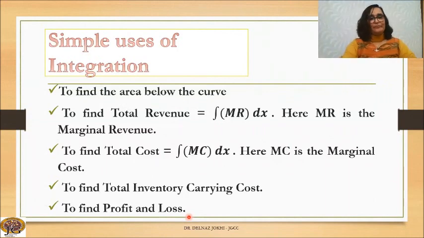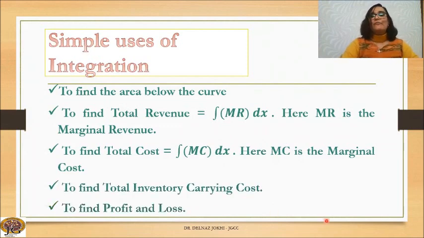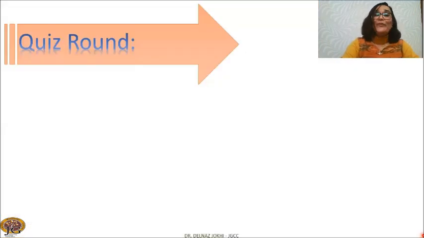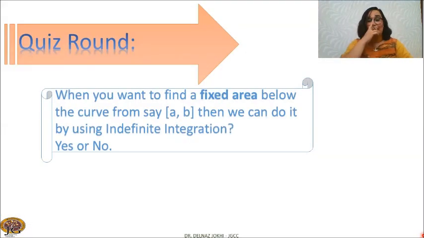So I'm sure, area below the curve, total revenue, total cost, total inventory carrying cost, and the total profits and losses. If you are a manager of a company, how will you find out? Integration will help you. All right, so I think the uses are clear to you. Quiz again, right? Pay attention, get your paper and pen with you quickly.